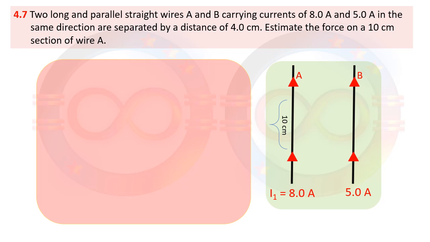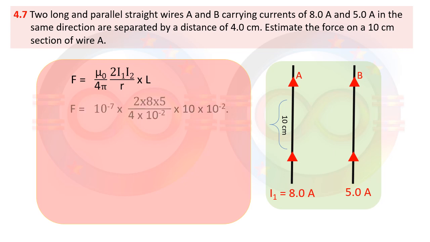First we need to know the force on a particular length between two parallel current carrying conductors, and it is mu naught upon 4 pi into 2 I1 I2 upon R into L. That L is the length of the smaller section between these two. Here L is given as 10 centimeter.